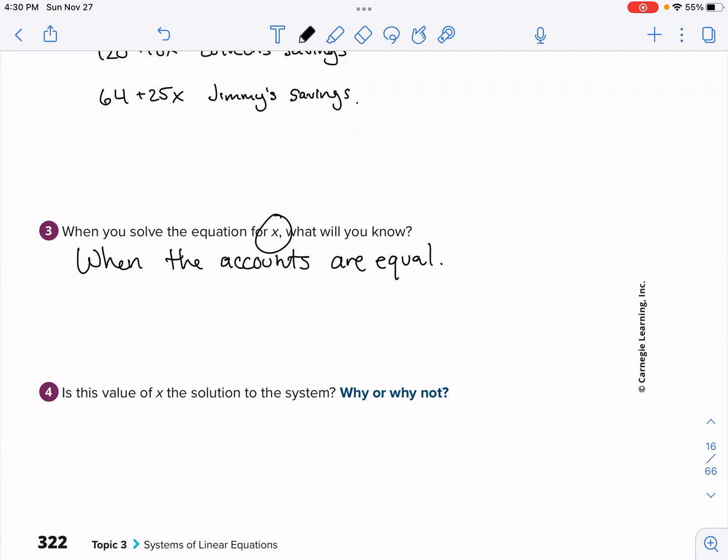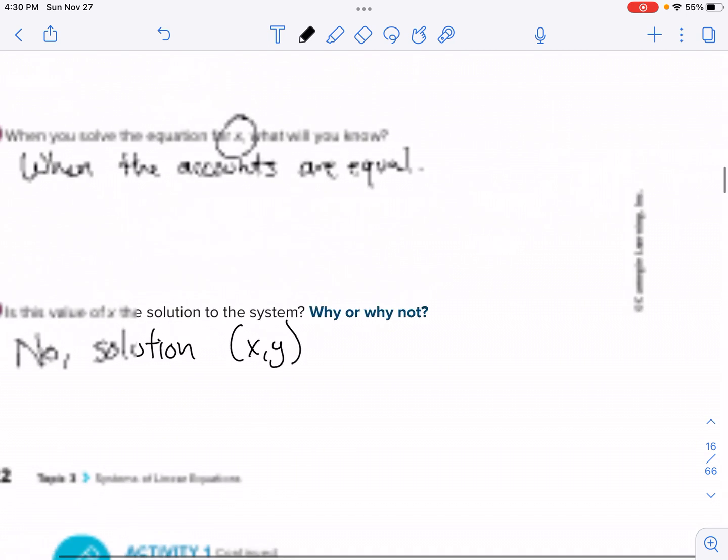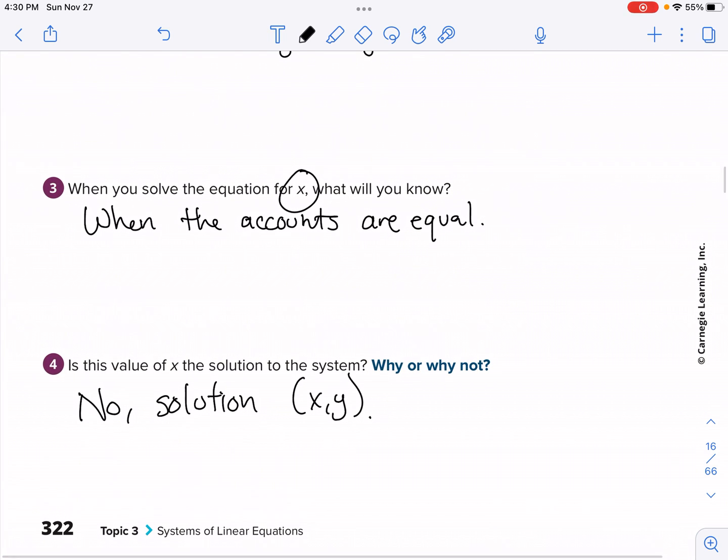Is this value of x the solution to the system? No. Right, because a solution isn't just one variable. A solution is an ordered pair, x and y. The x would represent weeks, the y would represent total amount. So we have to be careful with that. It's not just one number, it's two numbers written as an ordered pair.